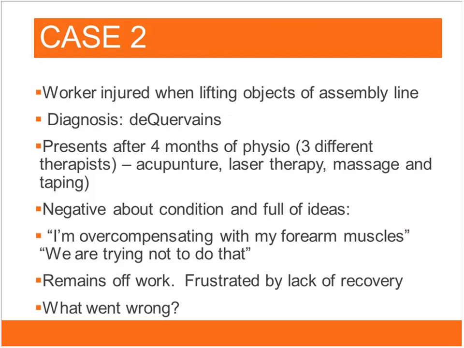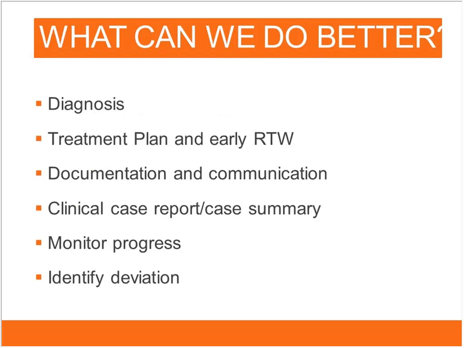They present only after 4 months of physio and all sorts of treatment, with lots of negativity and full of ideas that have been fed to them by treatment over that time. They're off work, they're frustrated, they're in conflict with the employer. And what went wrong here? It's the same things again. They needed a diagnosis, they needed an early plan and return to work, documentation and monitoring, as well as identification that things weren't progressing well and early intervention. These simple things can make a big difference in a structure and organ like the hand, where small injuries really mean a lot, especially to workers.